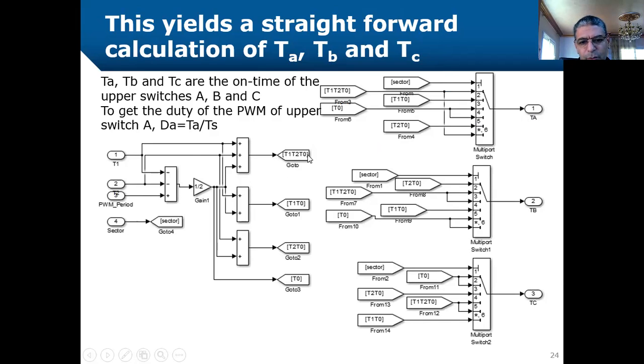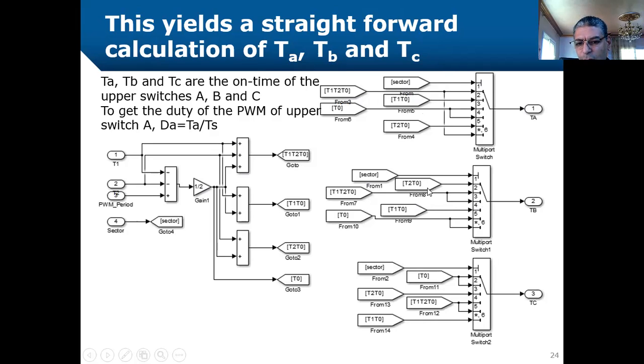For example, T0 is the summation of T1 and T2, which is the summation of the quantities T2 and the pulse width modulation period to derive T0 by 2. And for example, this is T1 plus T2 plus T0 over 2. And based on the sector, I apply the law for TA, for TB.